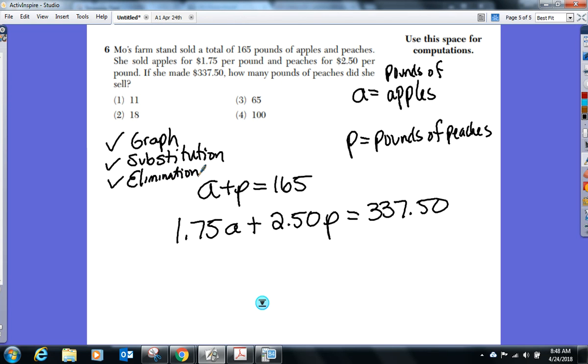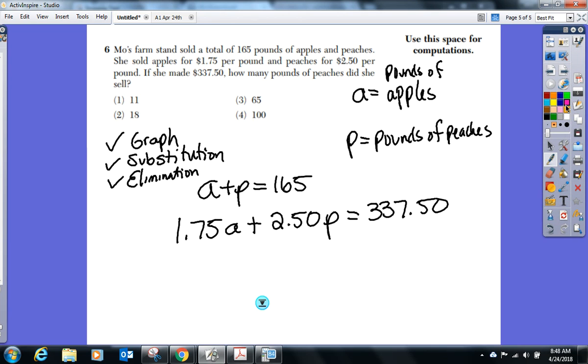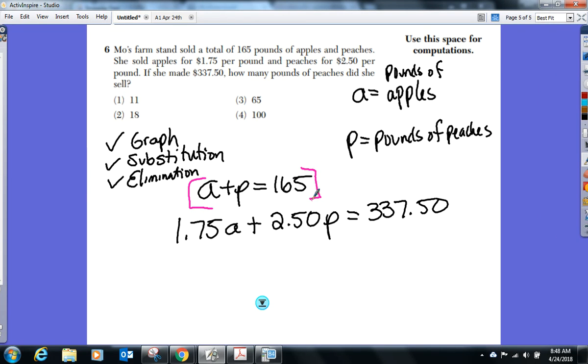And what are we trying to solve for here so we can make this go quick? Peaches or apples? Peaches. So I want to get rid of apples right now. I want to get rid of the A, so I'm going to do elimination right now. What could I multiply this whole equation by to eliminate 1.75a? Negative 1.75, right? Everyone with me so far?